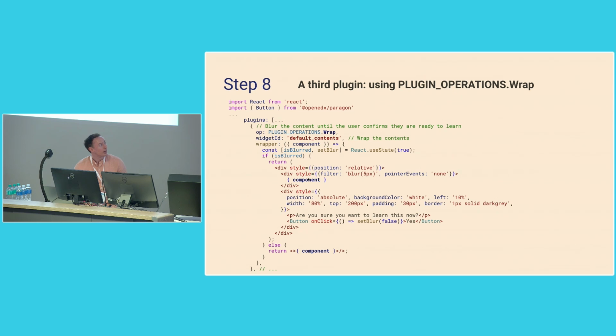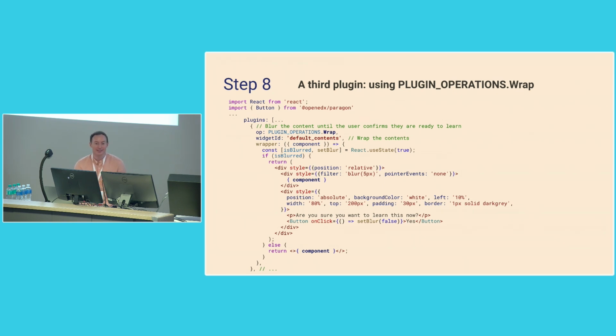And as you can see, we're just going to define a div that has position relative, and that will let us position the modal relative to the blurred contents. Then we're going to create a child div and use CSS filter blur to get that nice Gaussian blur effect. And then we'll also say pointer-events none. That prevents the user from clicking through. If you don't have this, it will be blurred, but they can still click on it and select text and stuff like that.